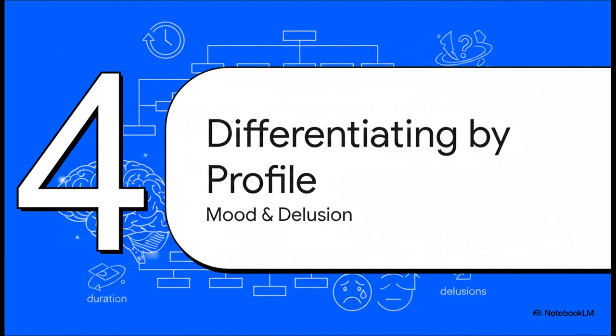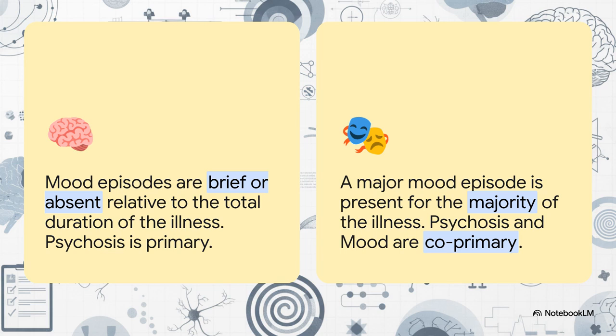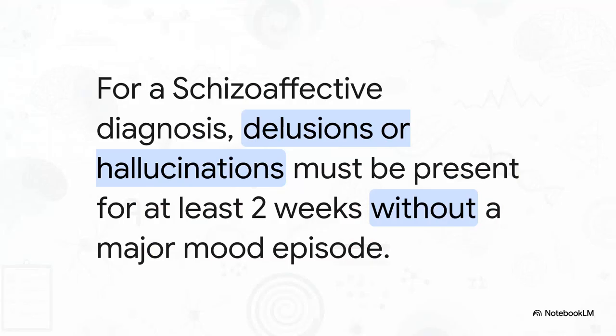Next up, after we've sorted by duration, we start to analyze the symptom profile itself. And specifically, we're looking at 2 things: the role of mood and the nature of the delusions. Now, this comparison is absolutely essential. In schizophrenia, any mood episodes are pretty brief or just not there at all compared to how long the illness has been going on. But in schizoaffective disorder, a major mood episode, we're talking major depression or mania, is present for the majority of the total duration of the illness. The psychosis and the mood problem are basically co-pilots. They're co-primary disturbances. So you might be wondering, how do we know the psychosis isn't just a symptom of a really severe mood disorder?